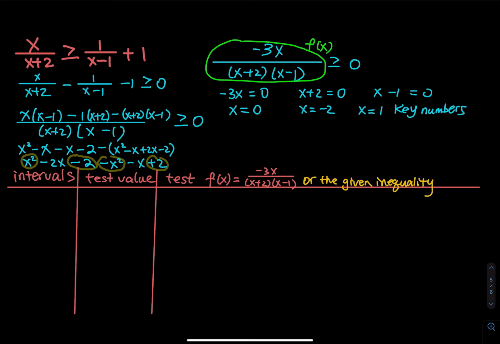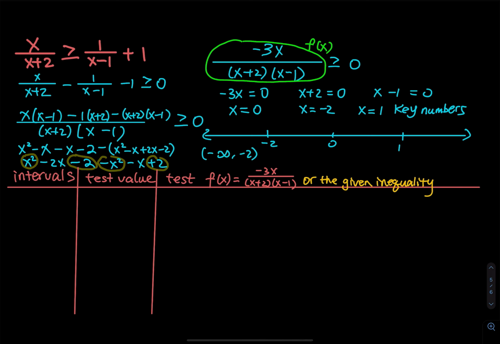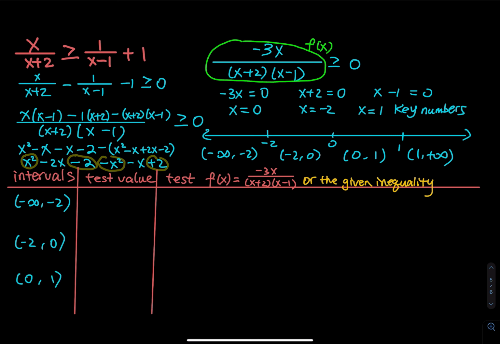And then you put the key numbers on the number line to construct your test intervals. You have a negative 2, you have a 0, you have a 1, one line, 3 numbers. You cut this line into 4 pieces. Negative infinity to negative 2, negative 2 to 0, from 0 to 1, from 1 to positive infinity.